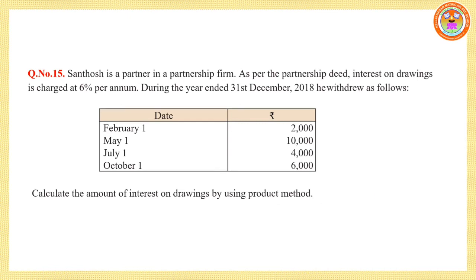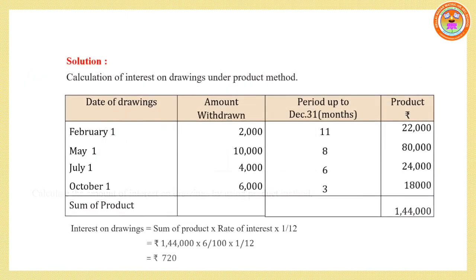So we have to prepare one tabular column for the calculation of interest on drawings. Just copy the question. Two details are available, so two columns can be used from the question: date and then amount withdrawn. February 1, 2,000. May 1, 10,000. July 1, 4,000. October 1, 6,000. So these two columns you can copy from the question itself.